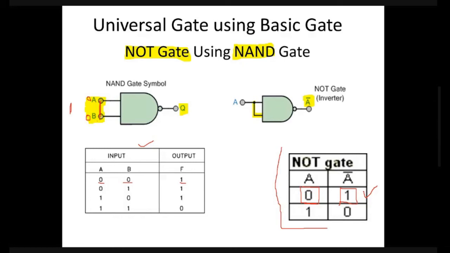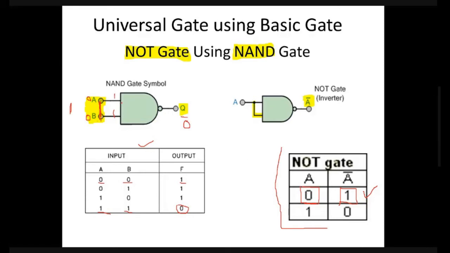Due to this short circuit, the 1 is applied to the A and this 1 is applied to the B. So whatever the input is applied to the NAND gate, that is 1 1. So the 1 1 NAND output is 0. So that Q output is also considered as a 0.